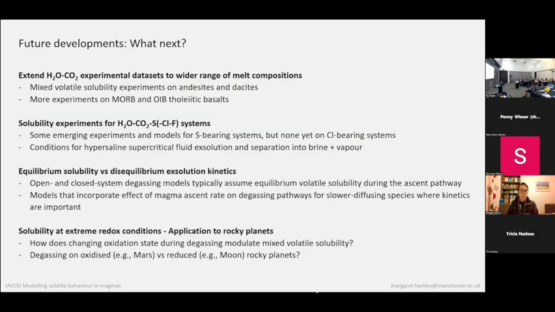I've talked about the top 3 points here already, and the final one that I wanted to raise was solubility at extreme redox conditions. We've heard that a lot of the volatile solubility models available at the moment poorly report the redox conditions under which the calibration experiments were undertaken. It would be wonderful to have more tightly controlled oxidation conditions in a series of experiments so that we can understand, firstly, how terrestrial magmas are behaving as redox conditions change during degassing, and secondly, to see if we can apply some of these existing models to other rocky planets where the redox conditions are very, very different.